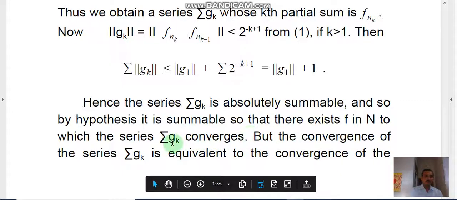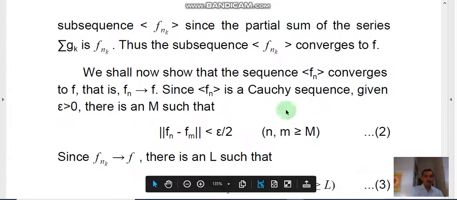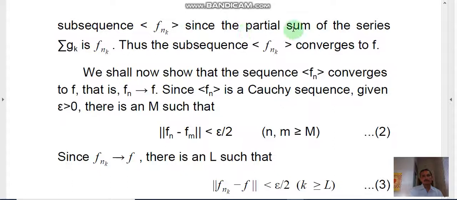But the convergence of the series summation Gk is equivalent to the convergence of Fnk. Since the partial sum of the series summation Gk is Fnk, the convergence of summation Gk is the convergence of Fnk. Thus we have obtained that the subsequence Fnk converges to f. Now we shall show that the sequence Fn converges to f, that is, Fn tends to f.